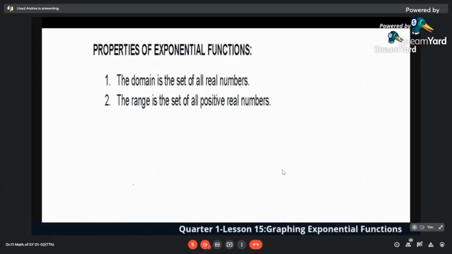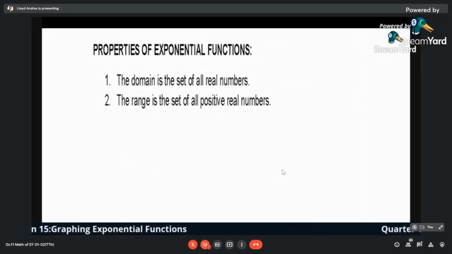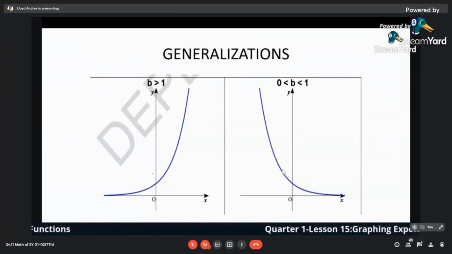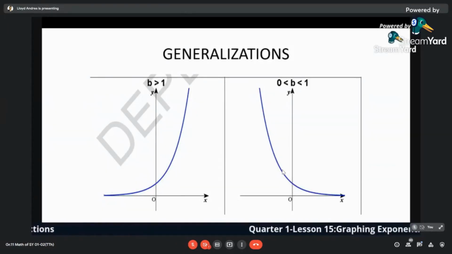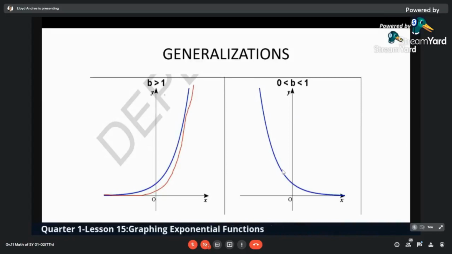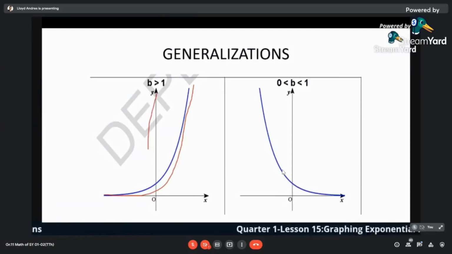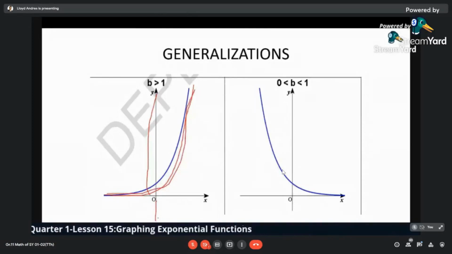The range is the set of all positive real numbers. Why not all real numbers? Again, earlier, for the domain, we looked left or right. When it comes to the range, look up or down along your y-axis. Can you see the graph above? Yes, you can see it above on the y-axis. This is the upper part of the y-axis, and this is the lower part. The question: can you see the graph below? No, there is no graph below. So therefore, it is all above 0.